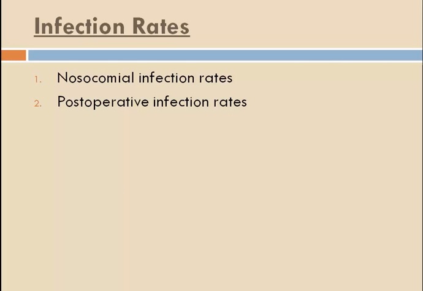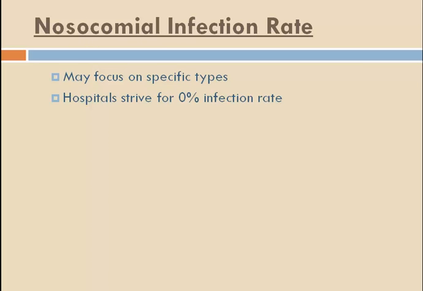We're going to look at two types of infection rates that you can calculate. The first is nosocomial infection rates, and the second is postoperative infection rates. Nosocomial infections, again, those that are acquired within the hospital, the rates can be calculated to focus on specific types of infections. In other words, you could calculate this rate to only include respiratory infections or any other type of infection that the hospital might be collecting data on.